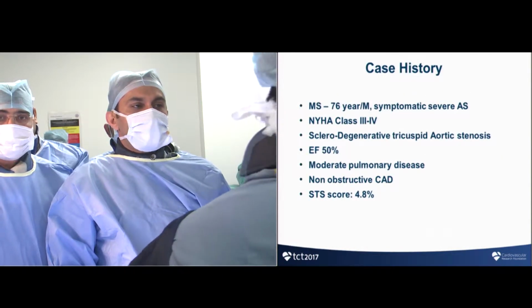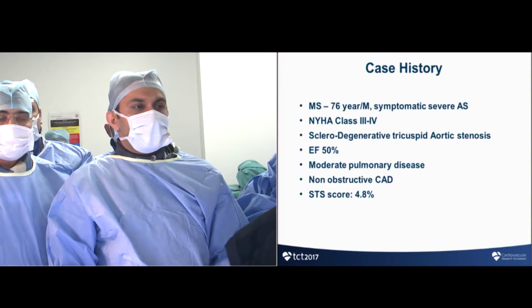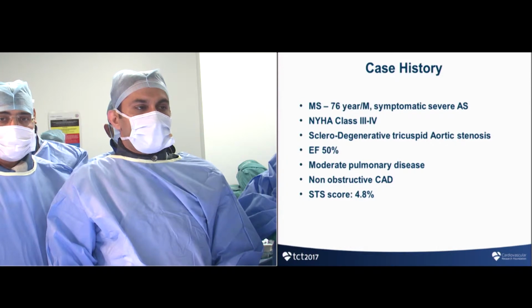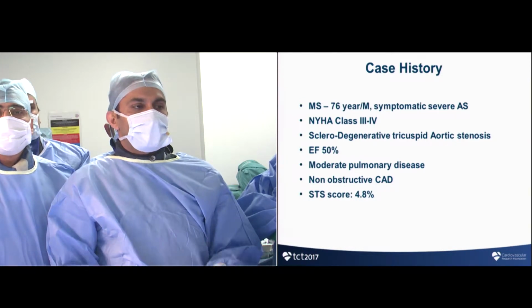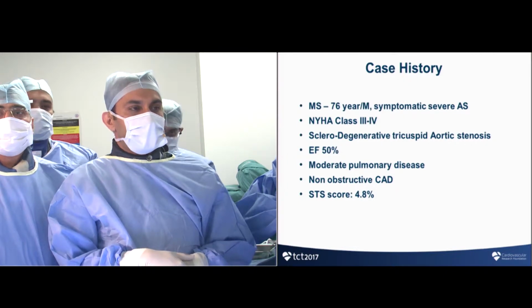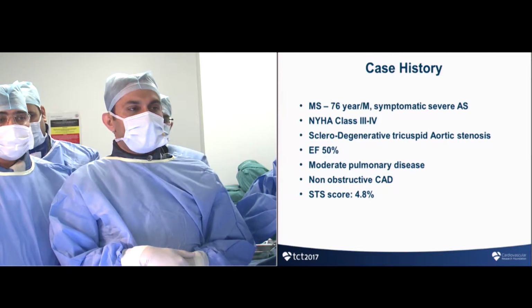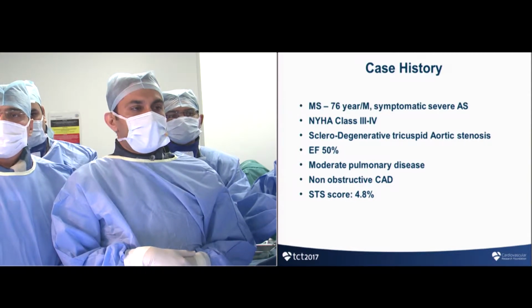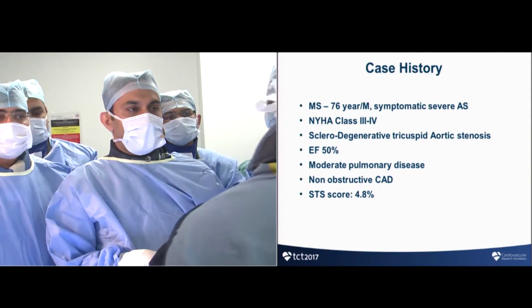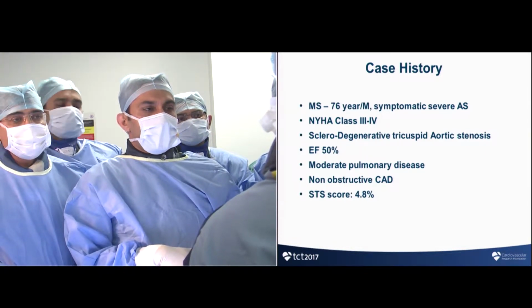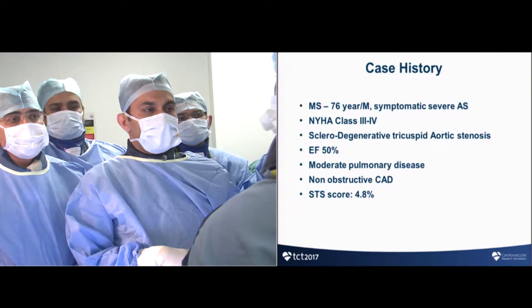This patient is a 76-year-old gentleman with a diagnosis of symptomatic severe aortic stenosis, which has been progressive over the past 1 year. Presently, he is in NYHA class 3 to class 4 symptoms, as he was admitted a week ago in class 4 heart failure. Echo showed sclerodegenerative tricuspid aortic stenosis with an EF of 50%. He also has moderate pulmonary disease and non-obstructive coronary artery disease.